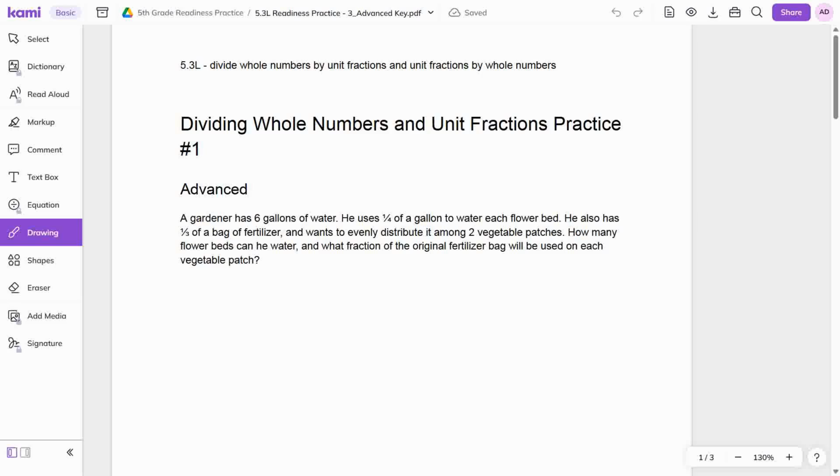Today we are looking at the fifth grade concept of dividing whole numbers and unit fractions. This is 5.3L Readiness Practice, the advanced version.